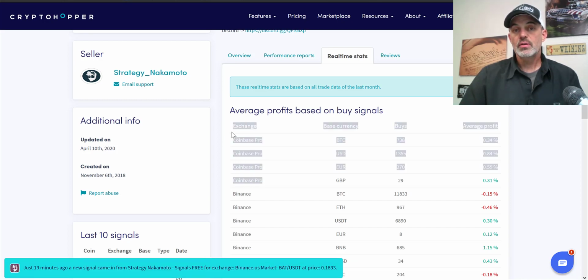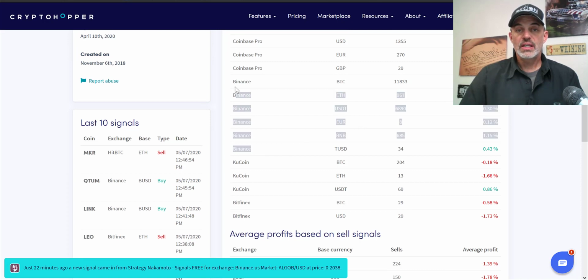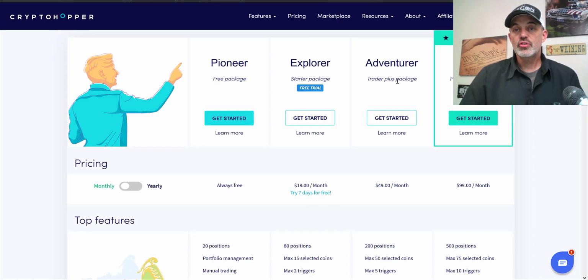That would be four different CryptoHopper subscriptions. And then if you wanted to have any of the Binance, you would need another six subscriptions. So just between Binance and Coinbase Pro, you're going to need to have 10 CryptoHopper subscriptions. And let's say you're going with the Adventurer subscription, you're looking at $49 of subscription or $490 worth of subscriptions before you even get started. You're $490 in the hole.